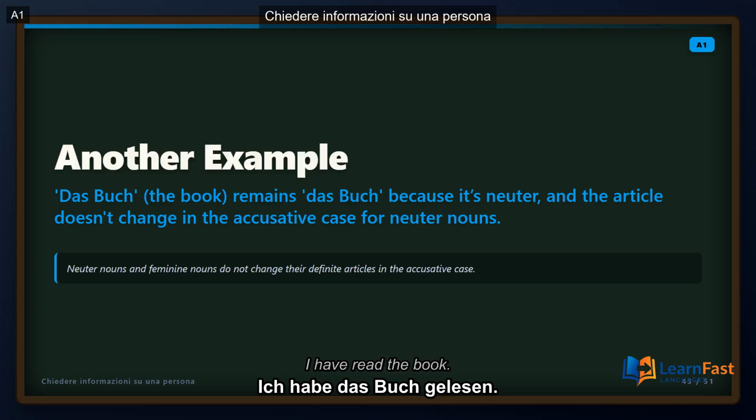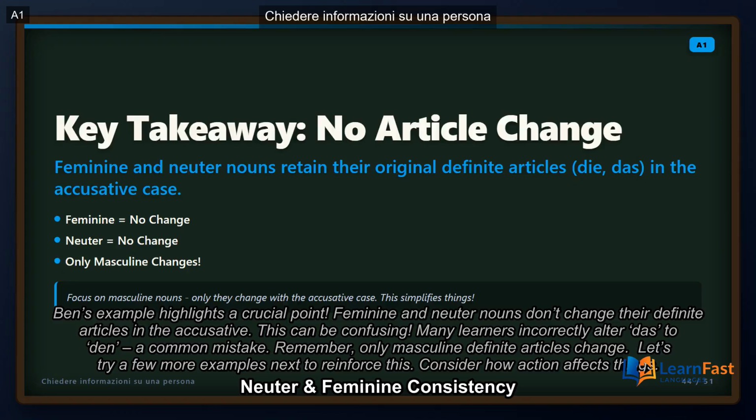Ich habe das Buch gelesen. Ben's example highlights a crucial point. Feminine and neuter nouns don't change their definite articles in the accusative. This can be confusing. Many learners incorrectly alter das to den, a common mistake. Remember, only masculine definite articles change. Let's try a few more examples next to reinforce this.